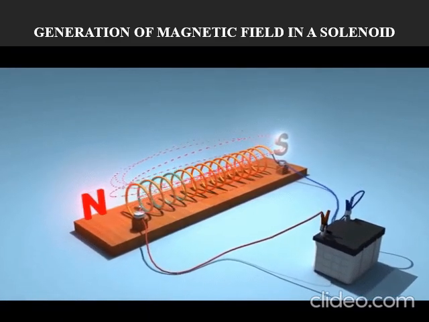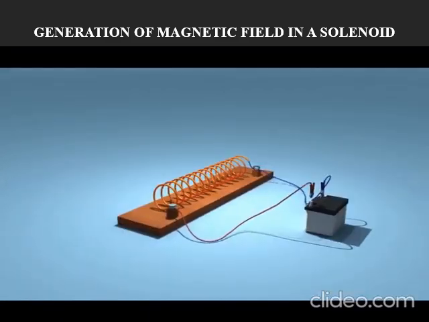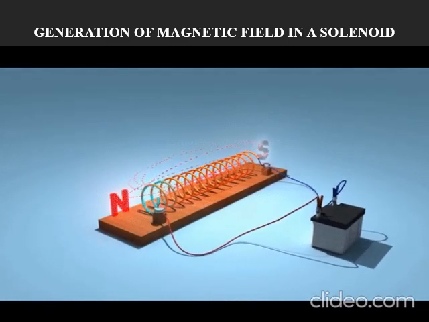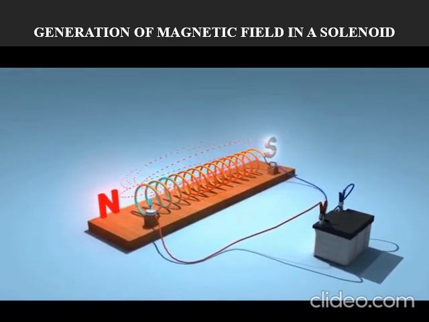So here, the important thing that you have to remember is that when current flows through a solenoid, there is generation of magnetic field in the solenoid. This diagram represents a solenoid carrying current, and the blue lines that you can see are the magnetic field that is generated when current is flowing through the solenoid.